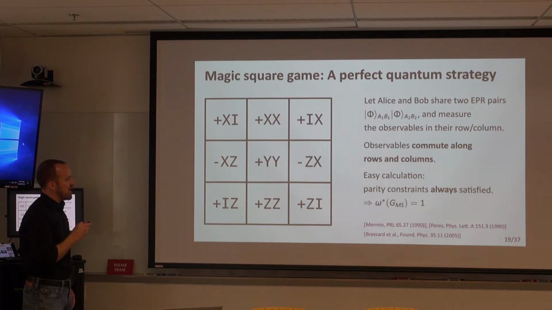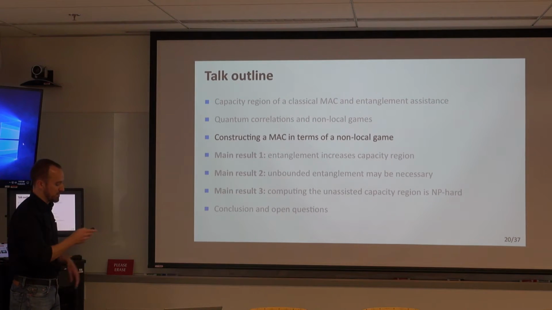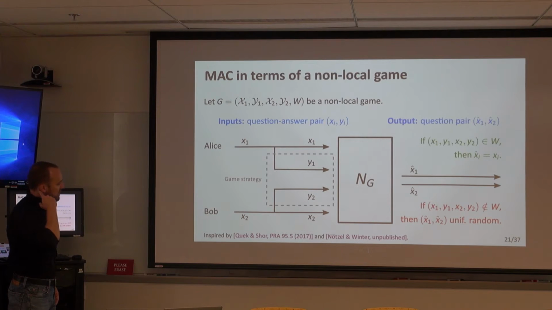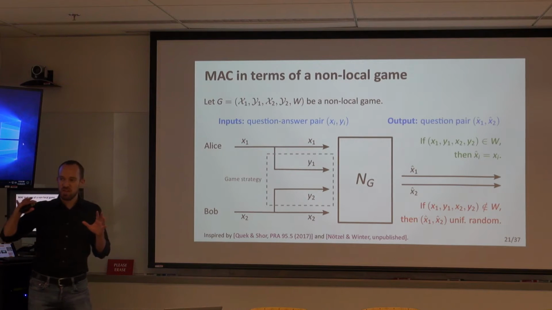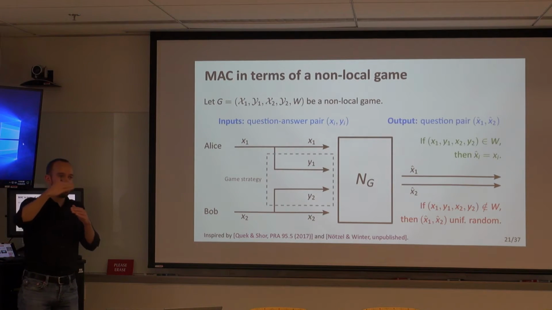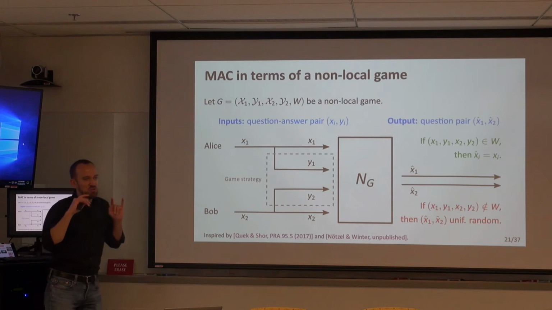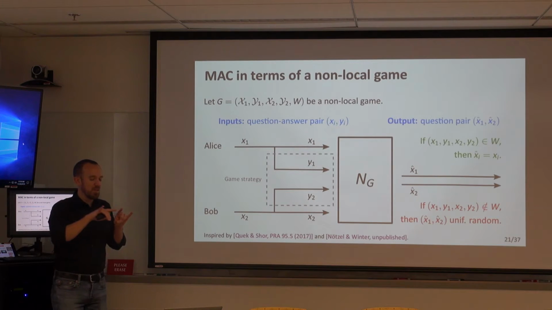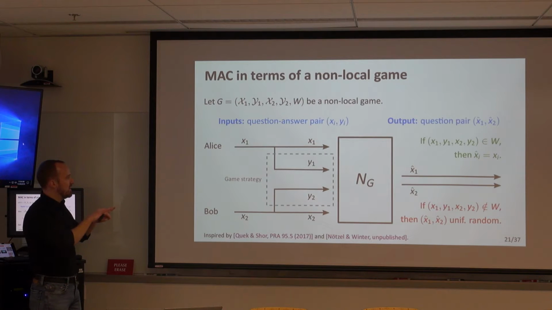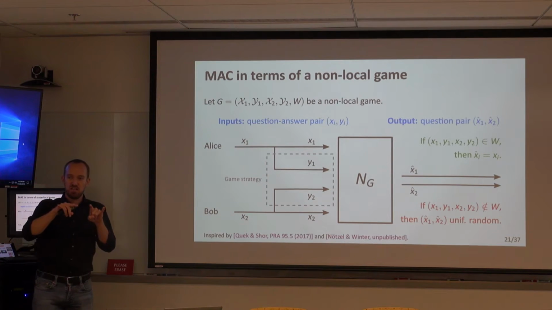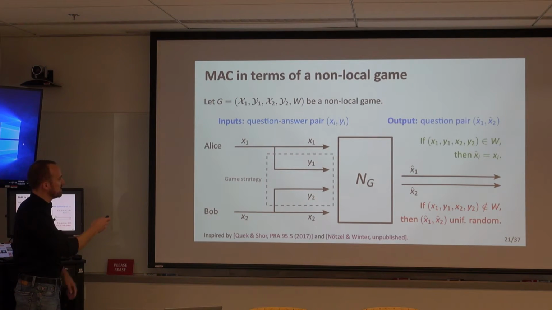Great. And so now those games will be the main focus for us. Okay. Because we now want to define a multiple access channel in terms of a non-local game, so that we can use this separation between classical and quantum correlations. And the idea is that you just let the two senders play the game. Okay. And if they win the game, then the channel acts noiselessly on a certain input set, and otherwise it adds maximal randomness. Okay, so that's the idea.